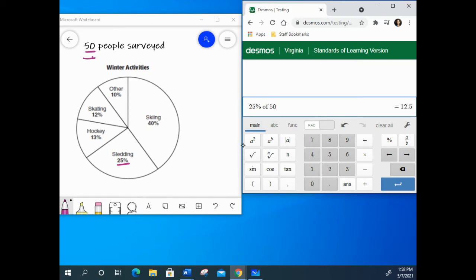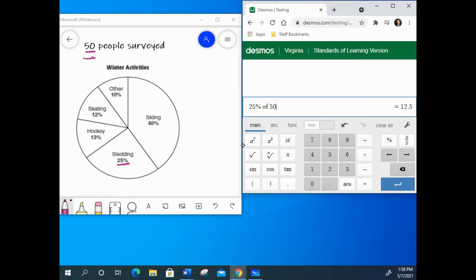If you notice, 25% of 50 gives me about 12 and a half. Now, we can't have halves of people or anything like that, but we can say approximately 12 people or approximately 13 people for this.